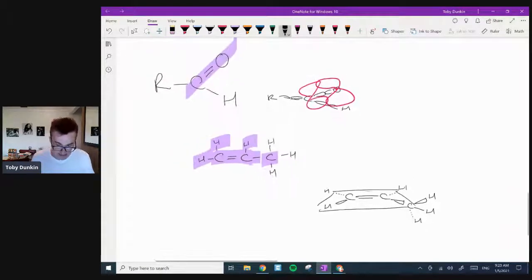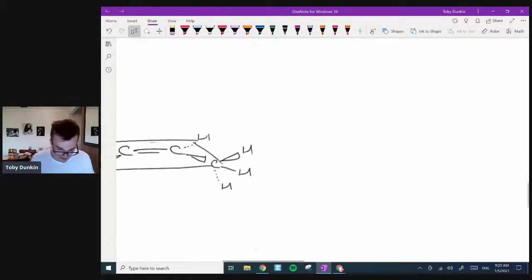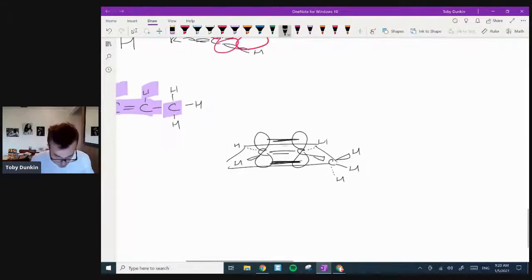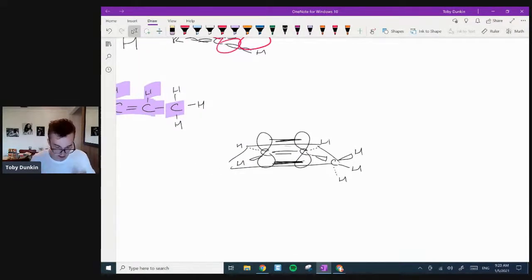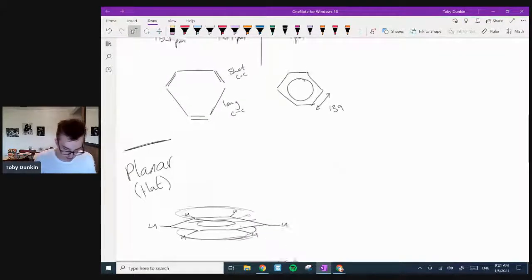Because the pi system requires the side-on overlap both above and below. The p orbital splits off, and in order to have sideways overlap, you realize it's got to have it on both sides. This links it that way, and it will flatten out the rest of the molecule. Okay, so it's nice to talk about its planar structure.